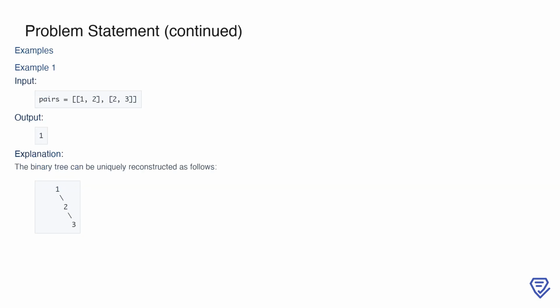To understand this better, let's look at the first example. Here, the input is pairs equals [1,2],[2,3]. The output is 1, indicating that the binary tree can be uniquely reconstructed. The reconstructed tree has node 1 as the root, with node 2 as its child, and node 3 as the child of node 2. In other words, the structure of the tree is a straight line, starting from the root 1 and going down to 2, and then to 3. Since this structure aligns perfectly with the given pairs and there's no alternative configuration, the output is 1, meaning there is exactly one valid way to reconstruct the tree.